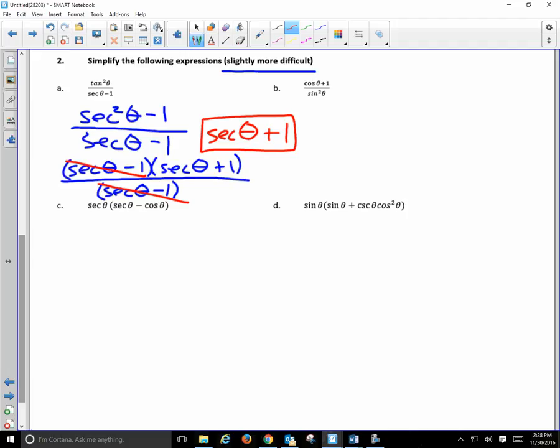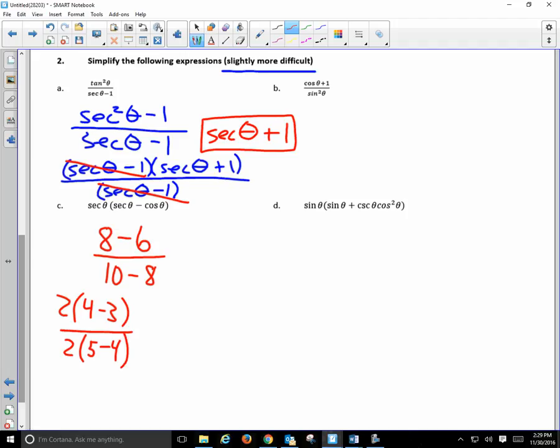I'll show you. If you have, say, 8 minus 6 over, say, 10 minus 8, you could factor a 2 out of the top to get 4 minus 3. You could factor a 2 out of the bottom to get 5 minus 4, right? The 2's will cancel, and you'll get 1 over 1, which is 1. In this case, yeah, 2 over 2 is 1. That works when you factor something out of the top and out of the bottom. But you weren't factoring something out. You're just saying, I'm going to cancel parts, which is totally illegal.